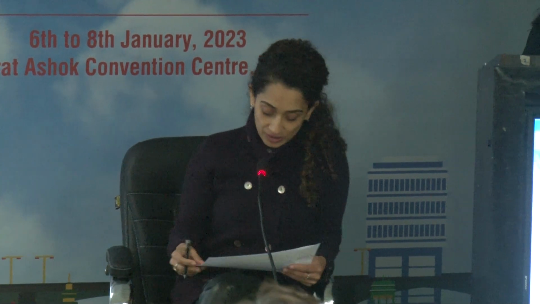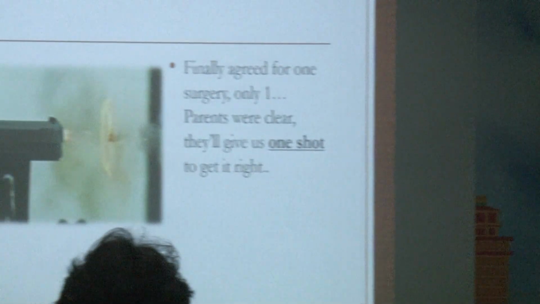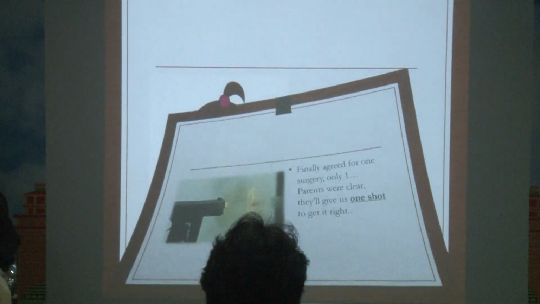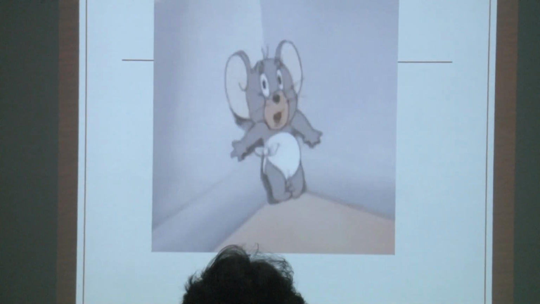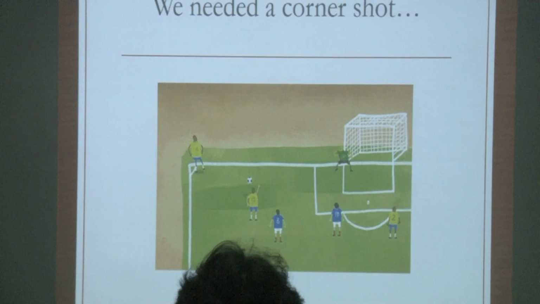Presenting a 6-year-old female child with large angle esotropia. Parents denying surgery, but finally said, "Doc, just give a shot, but make my daughter straight." 3 muscle surgery was dicey owing to consecutive exotropia.